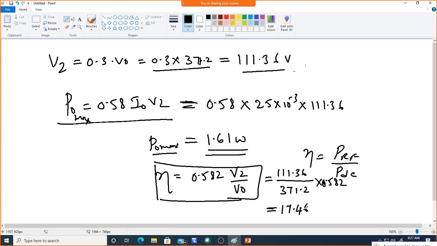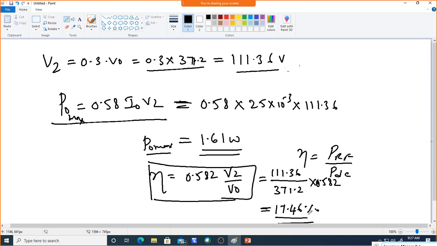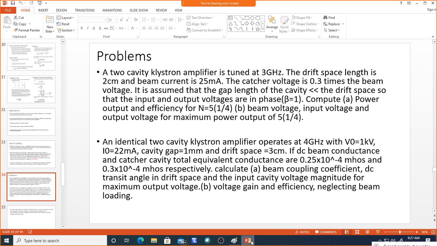17.46%. Okay, 17.46%. So this is the efficiency of the two cavity klystron for this particular problem. Okay. So now take another one, an identical two cavity klystron amplifier operates at 4 gigahertz with V naught equal to 1 kilovolt, I naught equal to 22 milliampere.